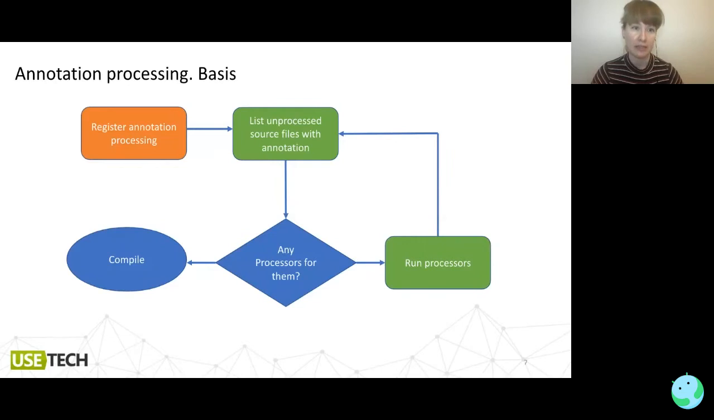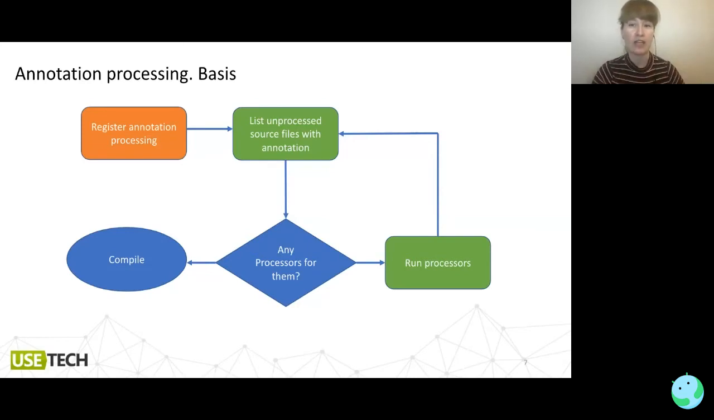Let's talk about some basics. At first we need to register our annotation processing, and then we have a list of our annotations, we have a list of our source codes, and we need to process all this source file for several annotations. So if we find several annotations, the processor will run, and if there are no annotations, we will compile our code, or the code with annotations will be processed.